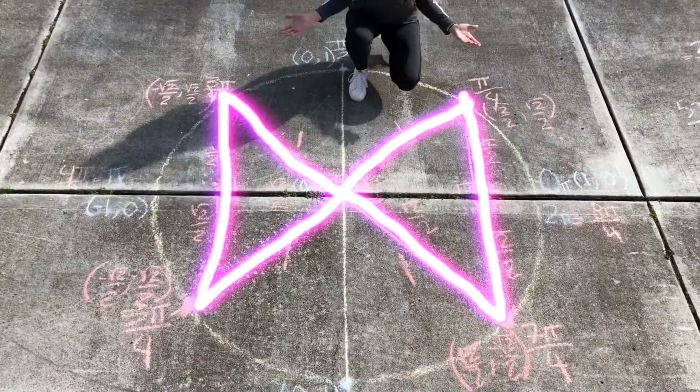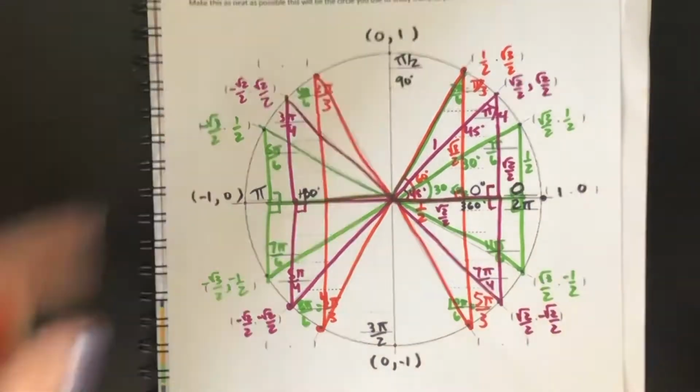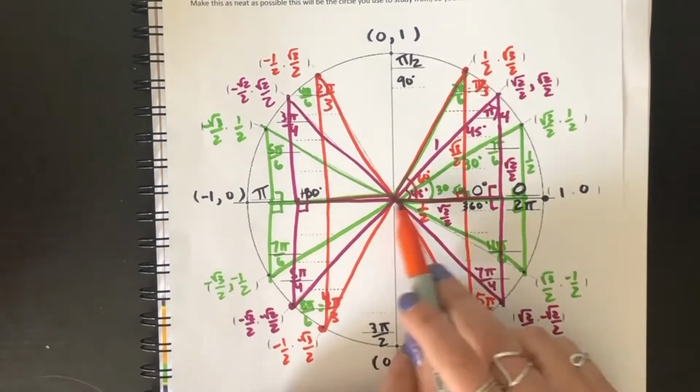Oh my gosh, remember the 3 bow ties? Yeah, the one for pi fourths. Yep. Then pi sixths and then pi thirds, right? Yeah, it was all good.